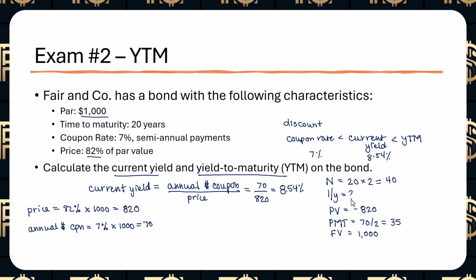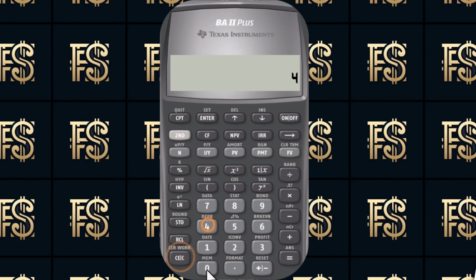We'll go ahead and solve for the I/Y here. 40 for N, negative 820 for the present value, 35 for the payment, and 1,000 for the future value. Compute I/Y. When we solve for the I/Y in this setting, however, this is a semi-annual interest rate. So what we need to do is multiply it by 2 to find the yield to maturity. And in this problem, we find that the yield to maturity is 8.949%.